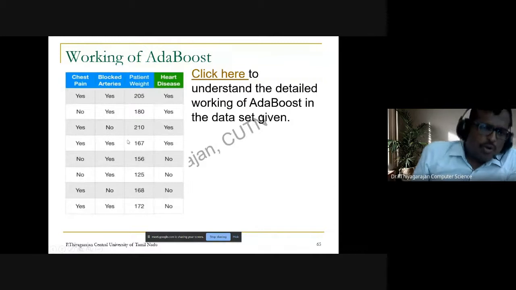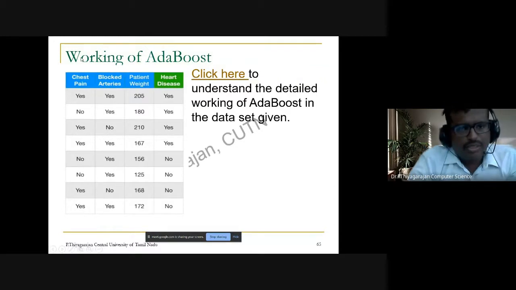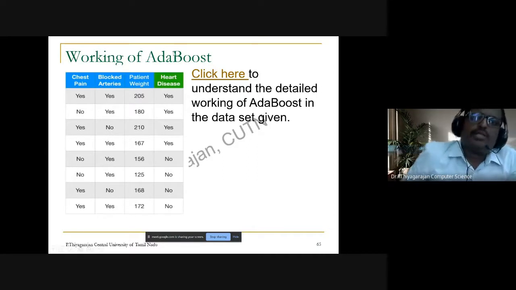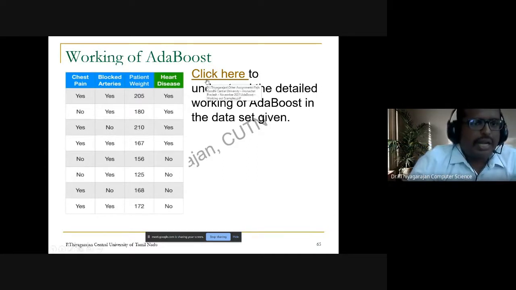Have we noted down this problem? Have we noted this data set? Can we go for the working? Yes. The principle is that AdaBoost always works on the misclassified data. So we'll see how it works on the misclassified data.